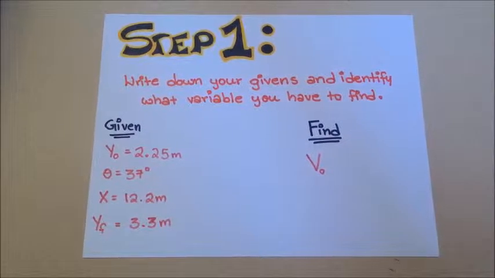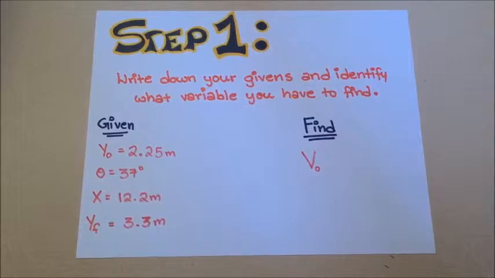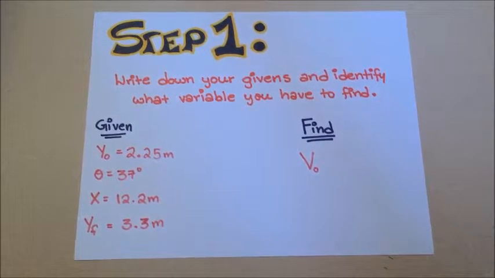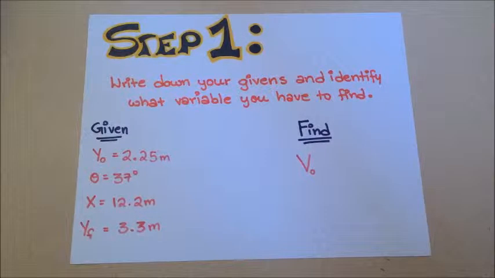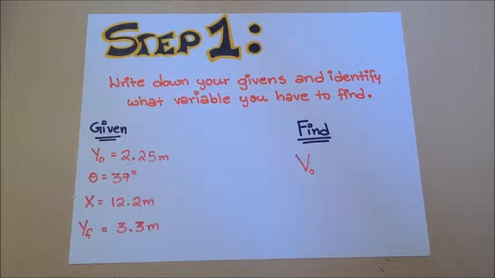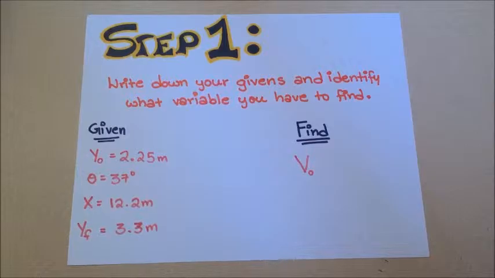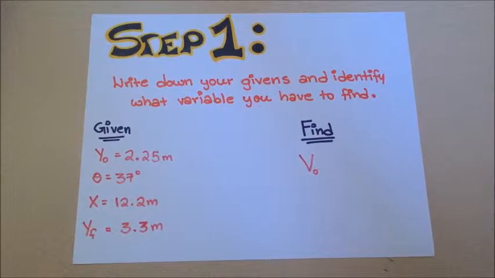First, write down your givens and identify what variables you have to find. In this problem, these are the given variables: the y initial, the angle, the final position in the x direction, and the final position in the y direction. The goal of this problem is to find the initial velocity.